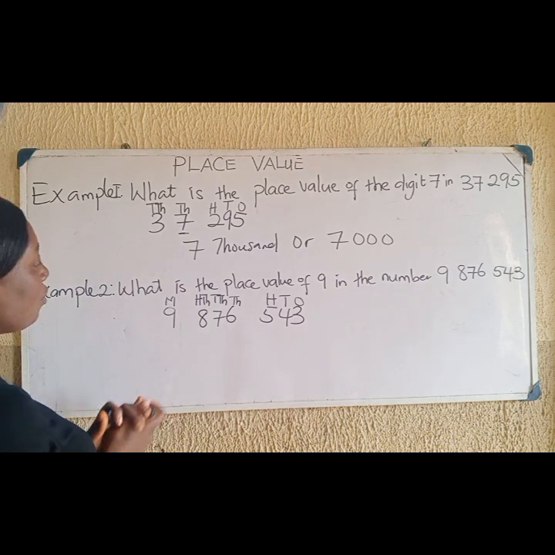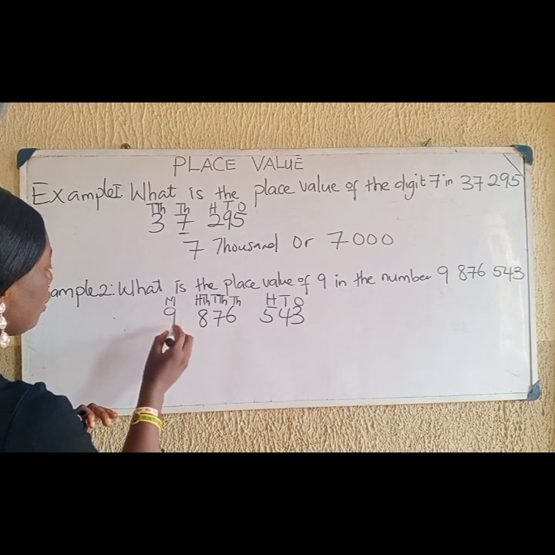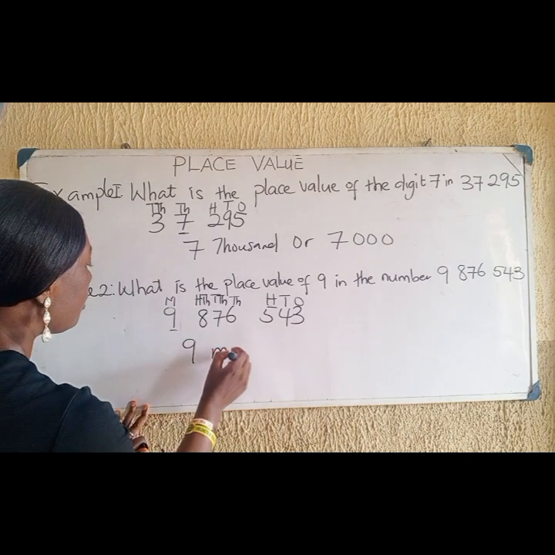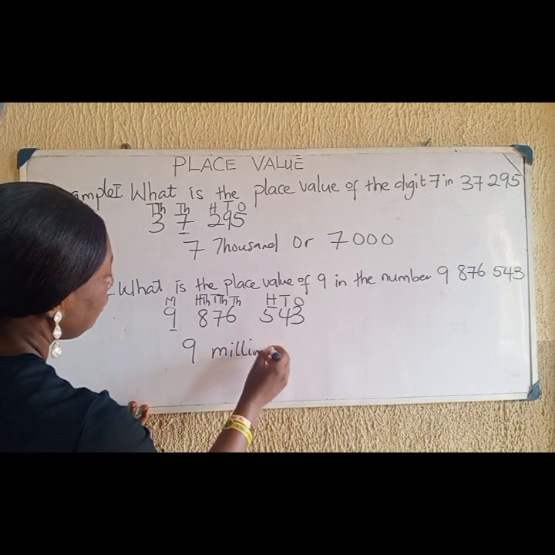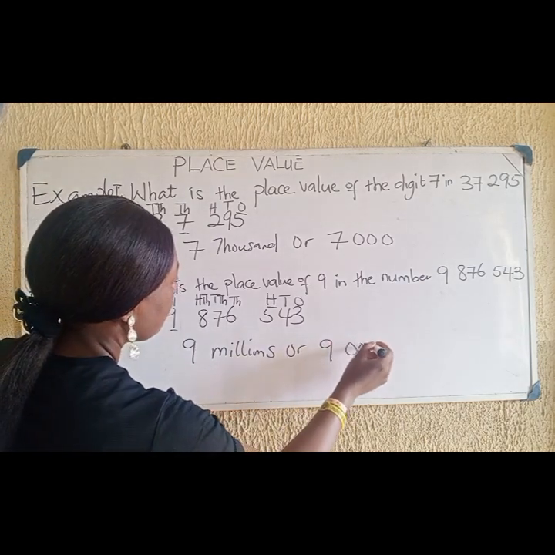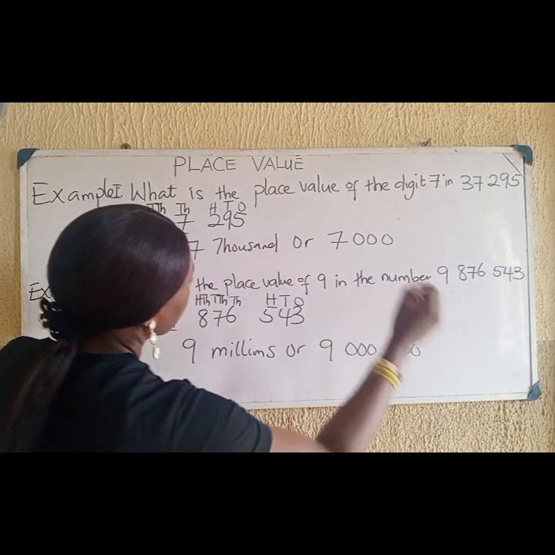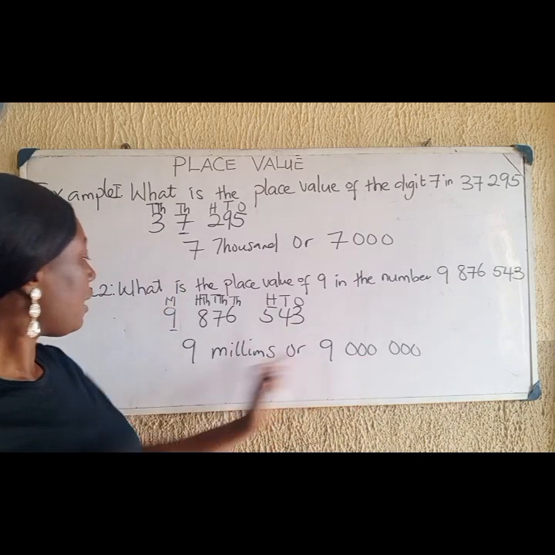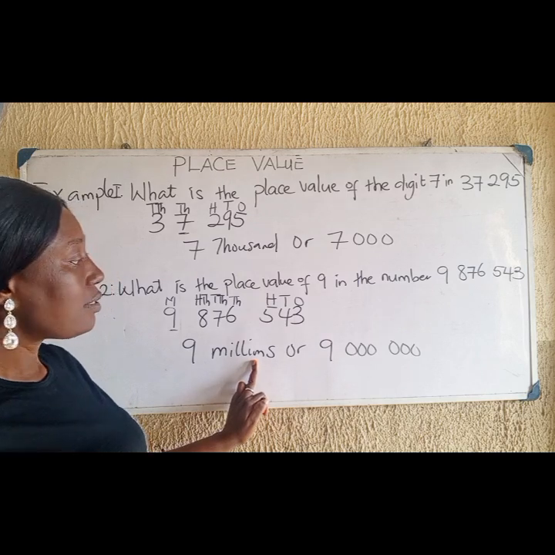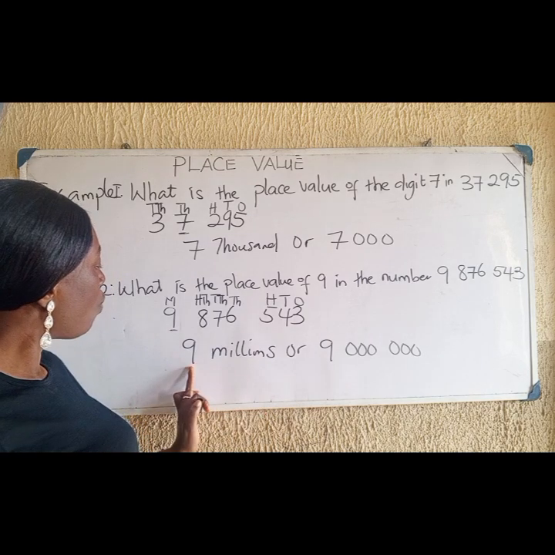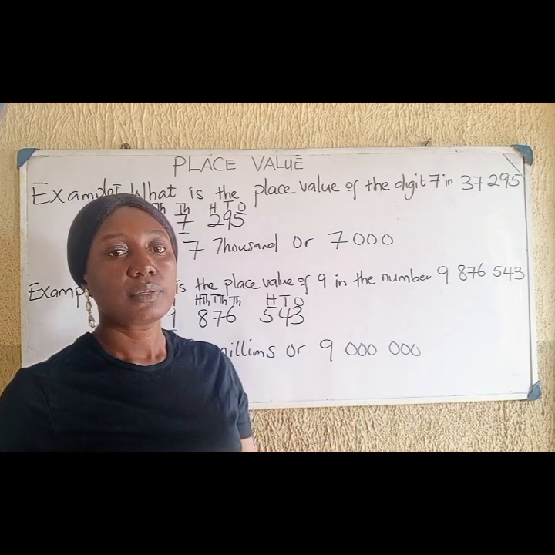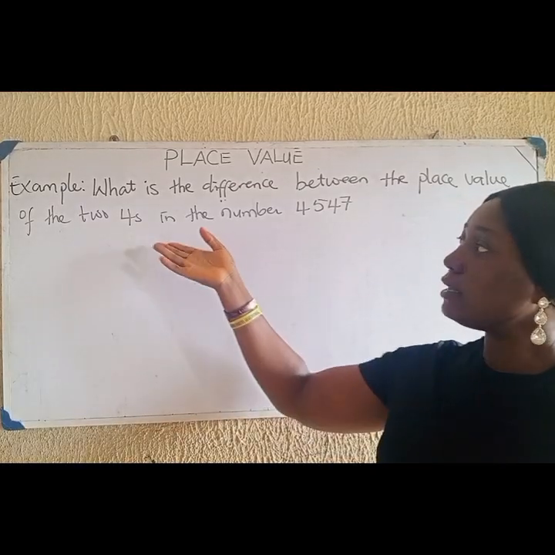So we are now asked to find the position of this 9. You can see that 9 is under what? Million. So I'll call it what? 9 million. Or I will say 9, I'll now write it in figure. I believe it's clear. 9 times 1 million, this is million, which is 1 with what? 6 zeros. Are you getting me? So 9 times 1 million will give us what? 9 million. I hope it's clear. So let's see another example.